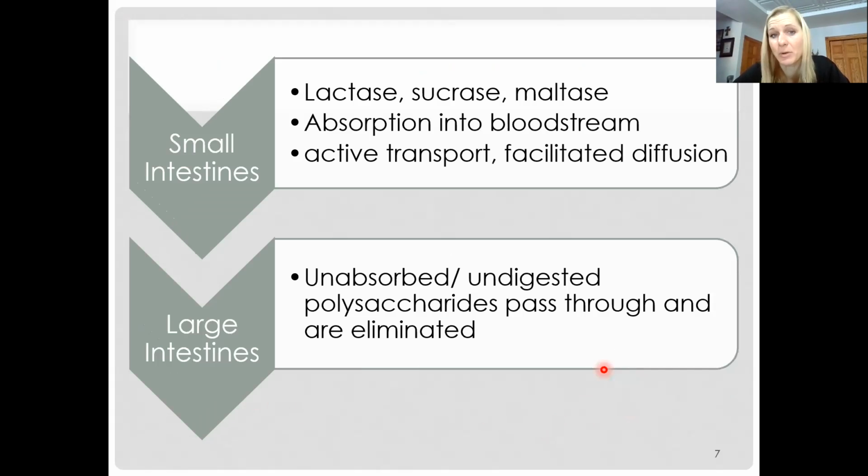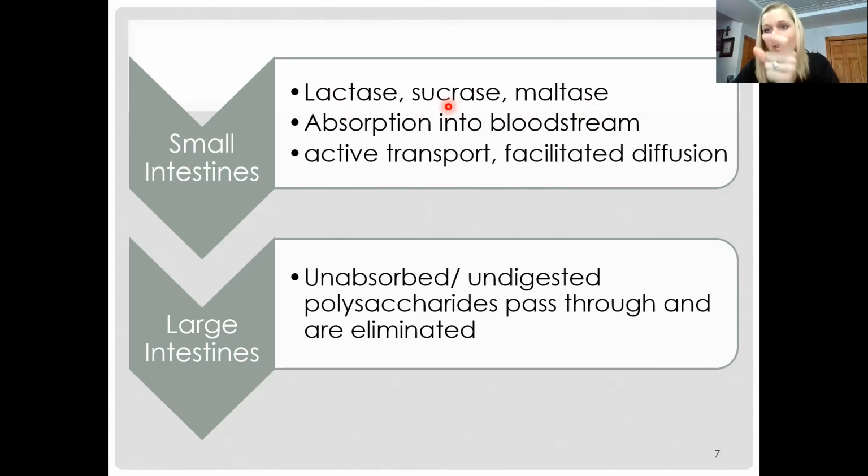Okay. Next, we're going to move into the small intestines. And in the small intestines, I have now broken down the polysaccharides, or those long chain carbohydrates, into disaccharides, or those two chains of sugars linked together. So I have lactose, sucrose, and maltose. Okay, so those are the names of the disaccharides. So it's an O here instead of an A, and that's the name of the molecule, right?